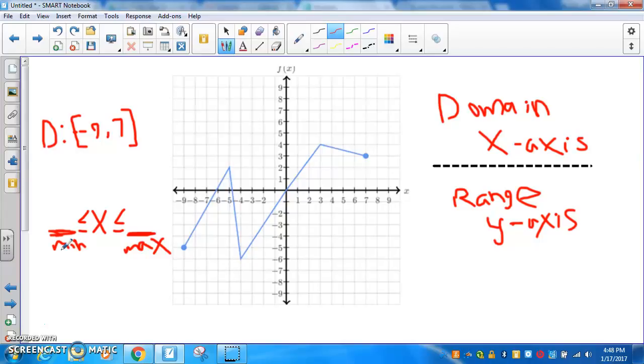Same thing as above. If you noticed over here, -9 is smaller than 7. There's a reason why I wrote that first. That's the smaller of the two. We always do min then max, the smallest to the largest. So bottom to top or left to right, depending on whether we're talking about domain and range.